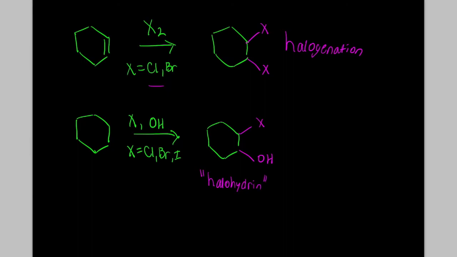Okay. Is it called a halide? Is it called an alcohol? It's called a halohydrin. So that's what this is called. And the name of this reaction, surprisingly enough, is halohydrin formation. Okay, so you need to know what a halohydrin is before you can learn about its formation.